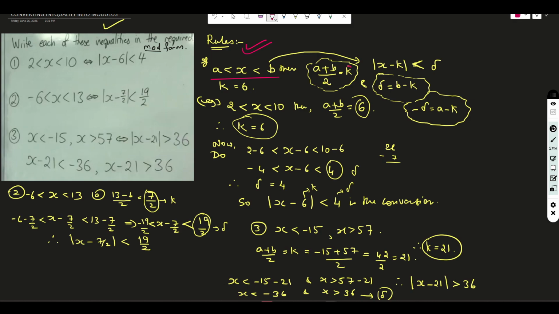Okay, so k is your quantity which you get by taking the average of a and b from this inequality. So once you get that, k can be put in the inequality like modulus of x minus k. When you see this modulus of x minus k, whatever k you have found out can be placed in this format, modulus of x minus k. Okay, and then you are left with less than delta. So how to find this delta?